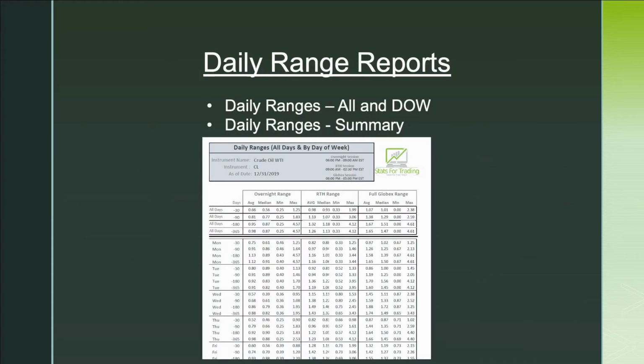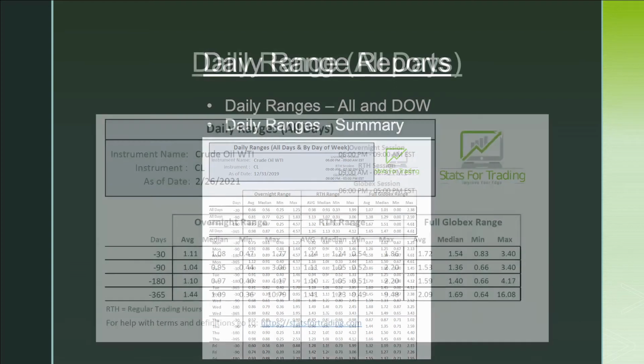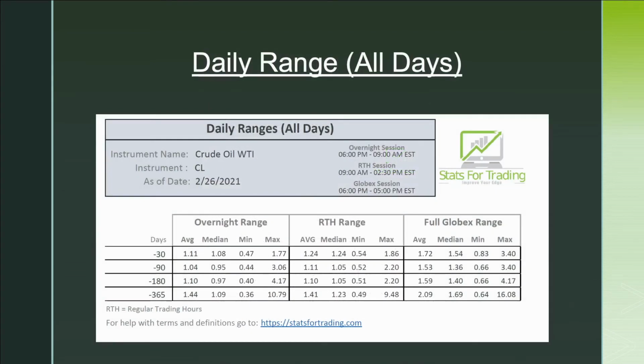Now, just like our 30-minute ranges, we break our daily ranges into two different reports. We do a summary of all days combined, and then we break it down by day of the week. Now, this report here that you see is showing you both. At the top, we have the summary, all days combined, and at the bottom, we see it broken down by day of the week. Now, if you like, we have a separate report that just shows the summaries here. So these can be very helpful.